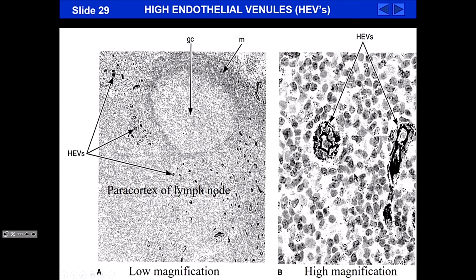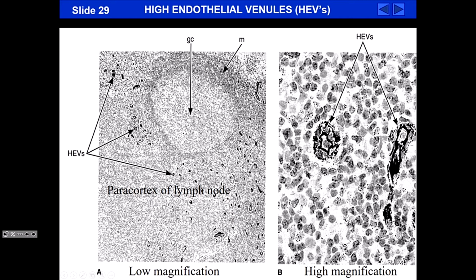So the lymphocytes are going to come in through this vessel, squeeze through these high endothelial venules, and exit into the parenchyma of the lymph node itself. Any questions? So the high endothelial venules are a unique feature of lymph nodes.